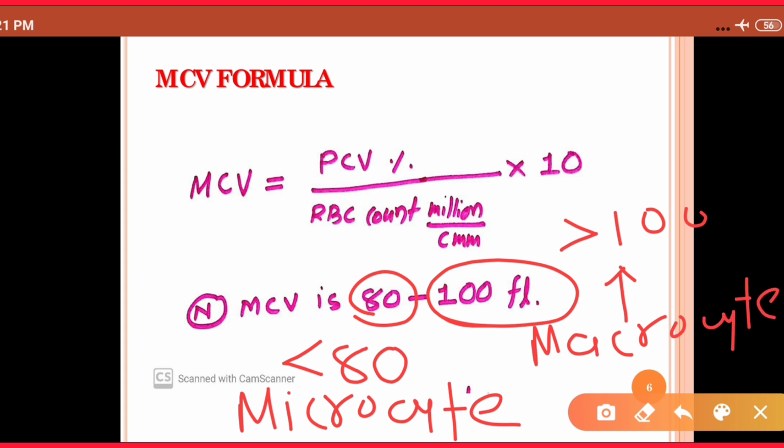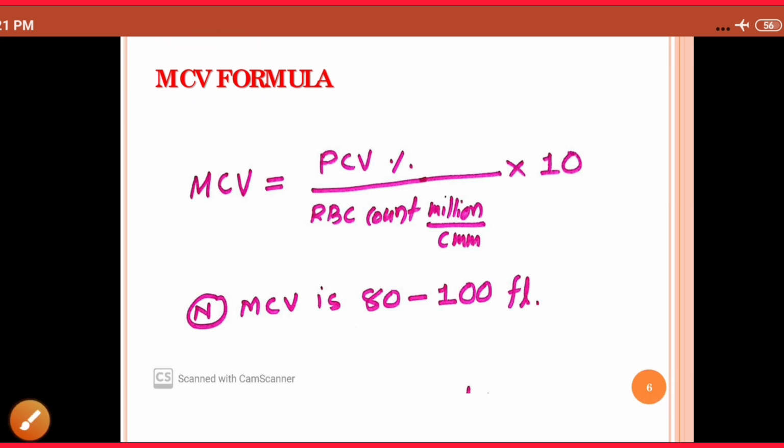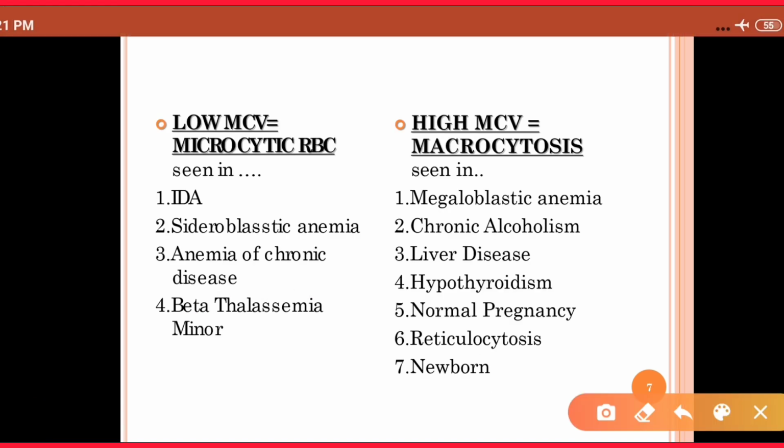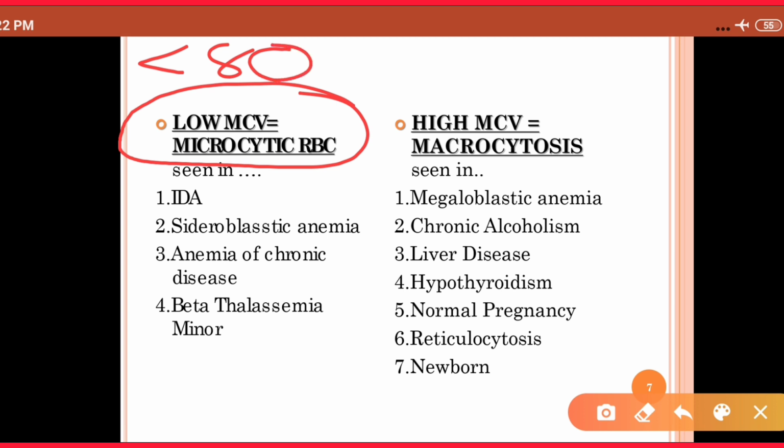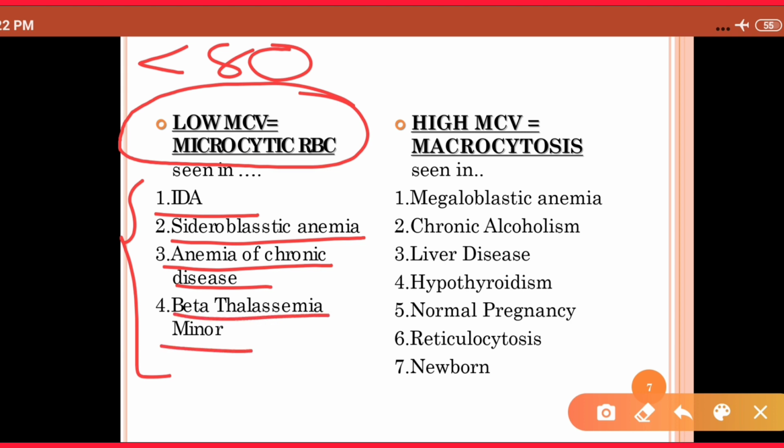And there are a variety of causes for macrocytic RBC and microcytic RBC. The conditions are different. So with these indices, you can estimate whether you have a microcyte or macrocyte. If your MCV is low, that is known as microcytic RBC, in which your MCV is less than 80, and it is seen in 4 conditions: iron deficiency anemia, sideroblastic anemia, anemia of chronic disease like inflammation, malignancy, etc., and beta thalassemia minor.